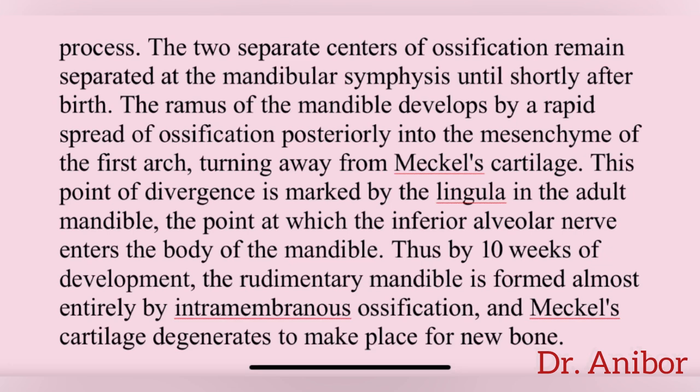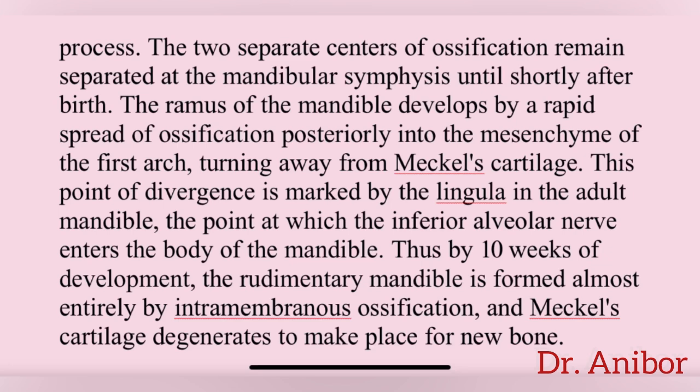The ramus of the mandible develops by a rapid spread of ossification, and the ossification spreads posteriorly into the mesenchyme of the first branchial arch, and as it does so, it turns away from the Meckel's cartilage. So you have this point of divergence, and at this point you have a landmark. This point of divergence is marked by the lingula.